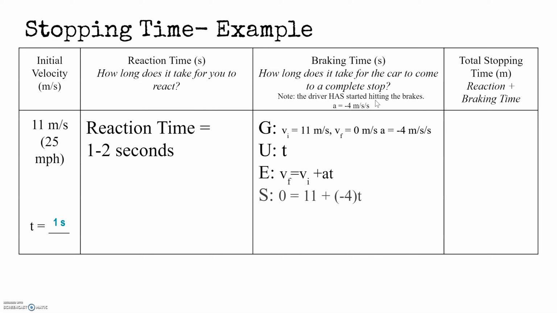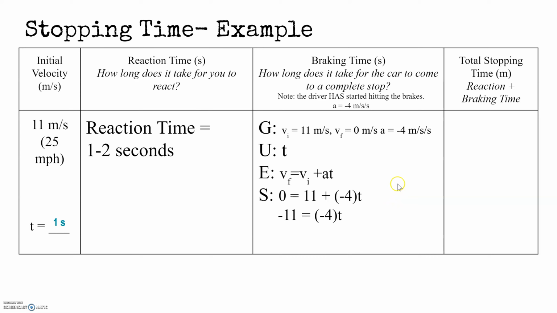Now I'm going to substitute my values. Like I said, our final velocity is 0 meters per second because we're coming to a stop. Our initial velocity is 11 meters per second because that's the velocity we're starting at. Then acceleration is -4, and we're multiplying that by our unknown, which is time. The first thing I'm going to do is subtract 11 from both sides so that I can get closer to isolating t, which is what we're solving for.